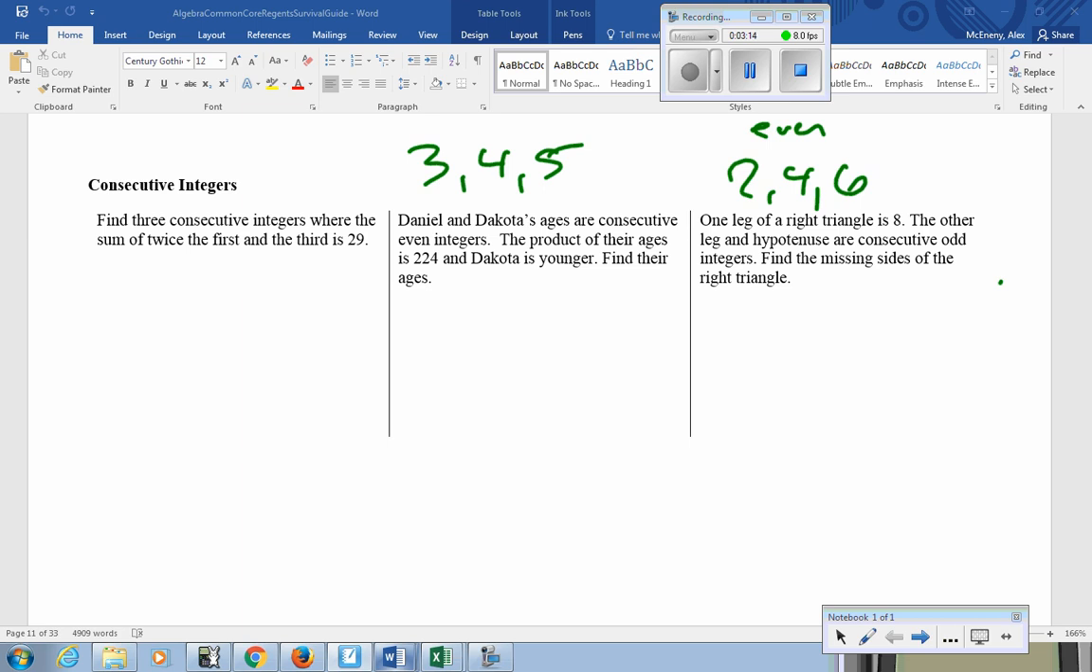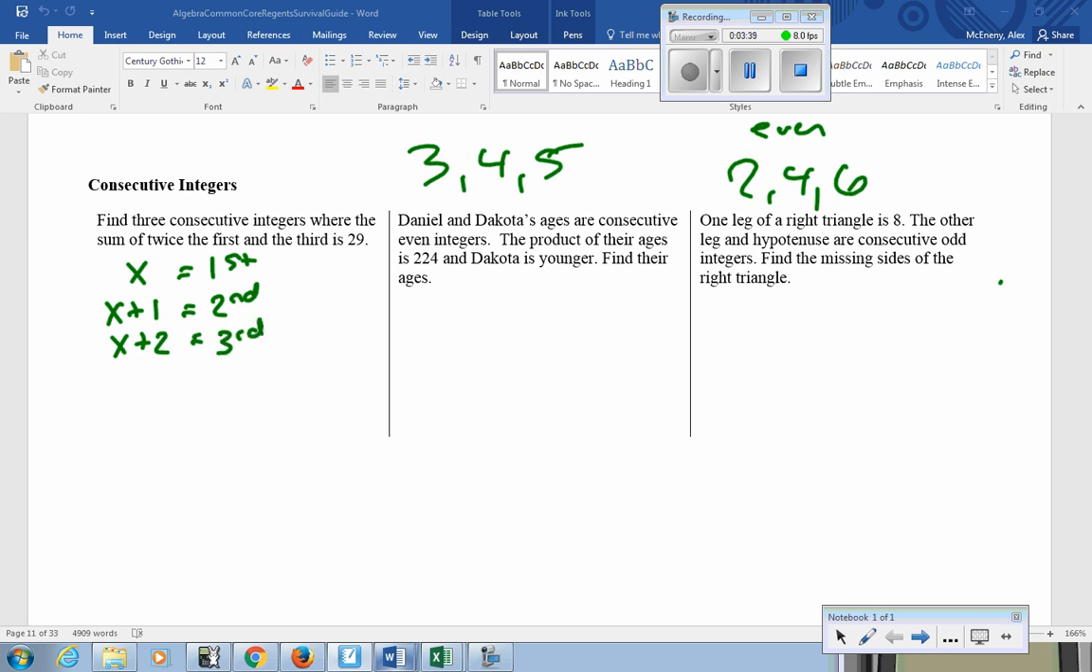With the first question, we're just going to set that one up. It says find 3 consecutive integers where the sum of twice the first and the third is 29. So the 3 consecutive integers would be x, x plus 1, and x plus 2, because that's what you would do to get the next one. X is the first one, x plus 1 is our second number, x plus 2 is our third.